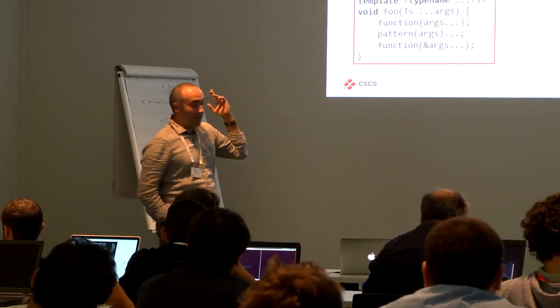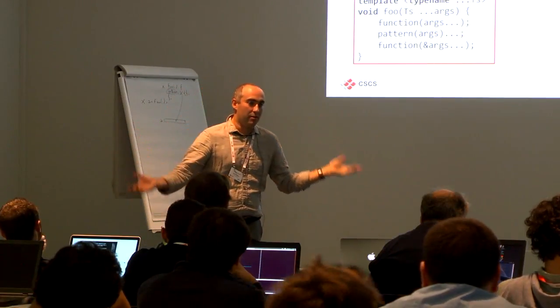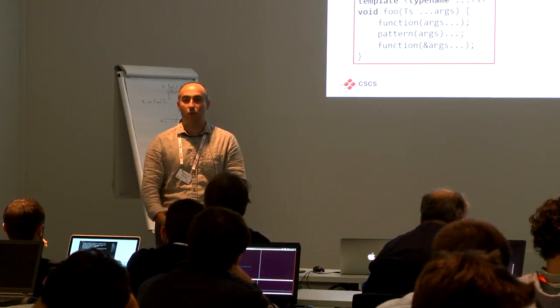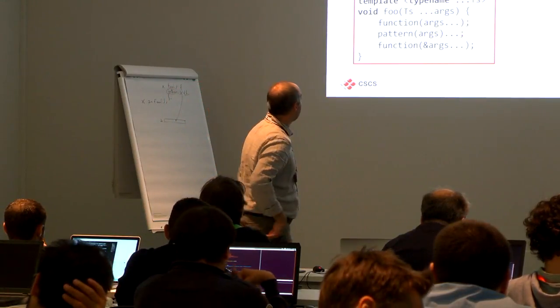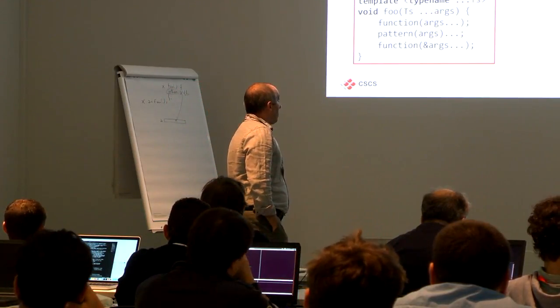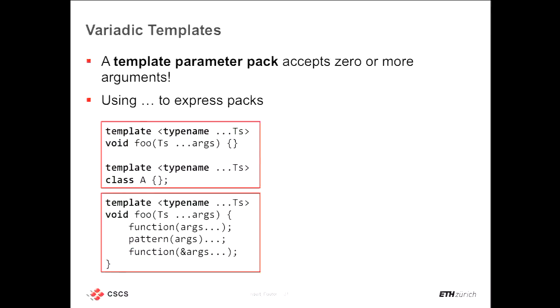C++11 provides you the variadic templates and says, okay, I will have a certain number of template arguments. I don't know how many. We'll figure it out at instantiation time. This leads to the introduction of argument packs. An argument pack is just something which is expressed using 3 dots.